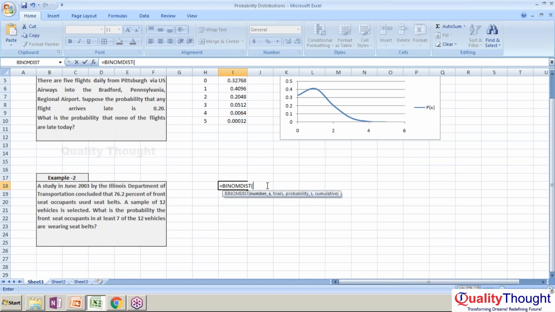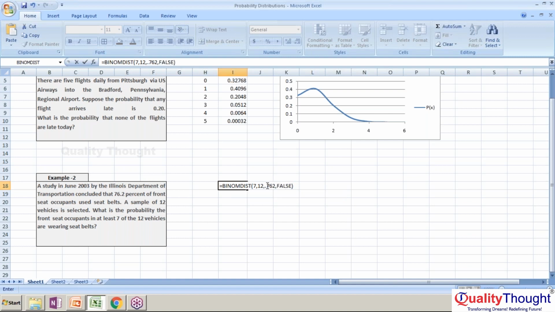What is the probability? The front seat occupants in at least 7 of the 12 vehicles are wearing seat belts. 7 of the 12 means we have to identify for the 7, right or wrong? 7 successes, out of how many trials? 12 trials. What is the probability? 76.2, hence 0.762. Is it cumulative? Let me first calculate for non-cumulative, means false.